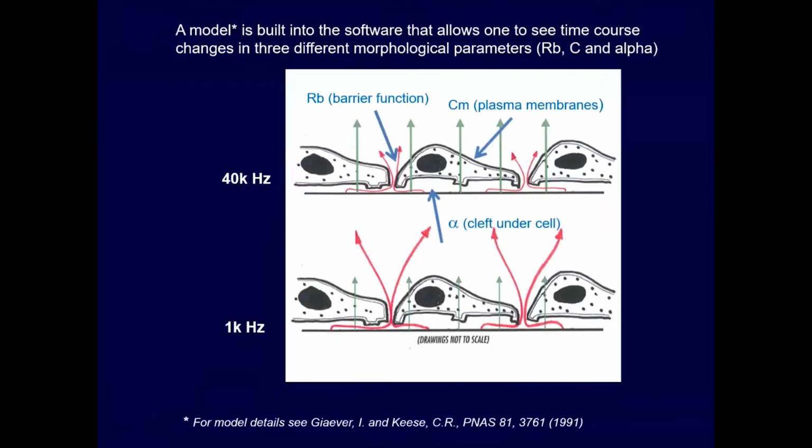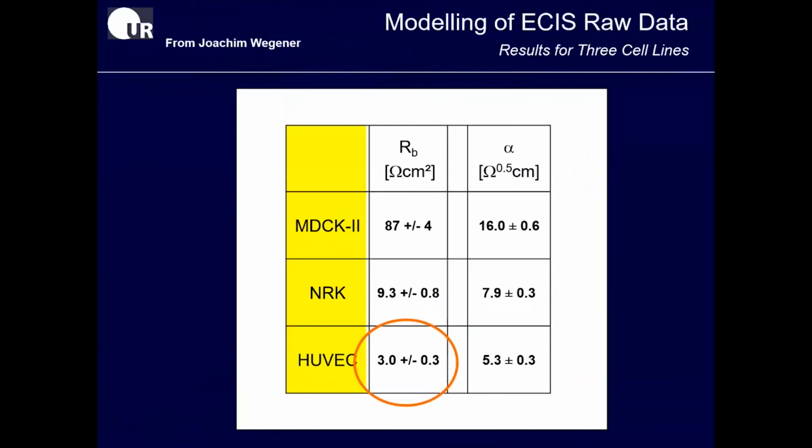Here's some actual data comparing 3 different cell types, looking at different values that the model returns for RB. RB is measured much like TIR in ohm centimeters squared. And you can see HUVEC cells, which endothelial cells are of great interest in knowing more about their barrier function, are approximately almost 30 times lower in terms of barrier function than the MDCK cells with its tight junctions. And we also see values of alpha here. The higher the value of alpha, the closer the cell is to the substrate, or the larger the radius of the cell.